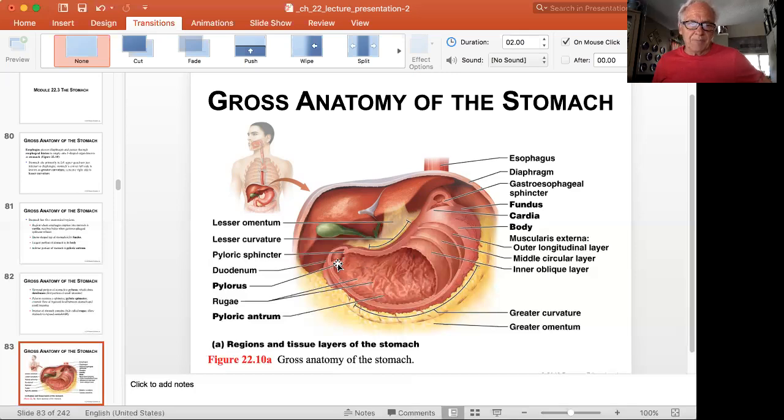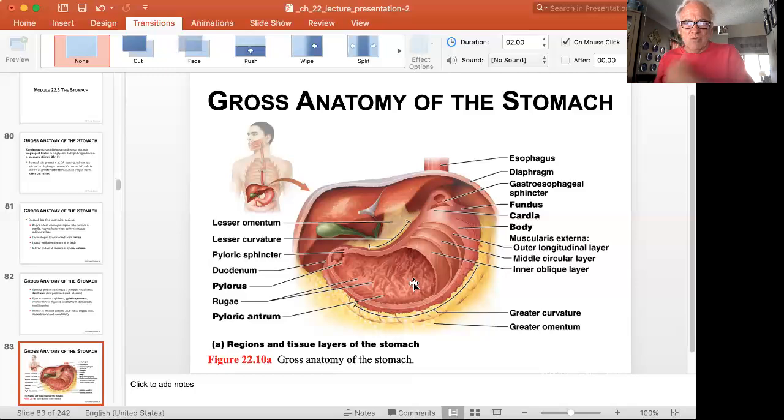to the duodenum. Now, if you notice here, remember we have the muscularis externa, the submucosa and the mucosa. The muscularis externa of the stomach has the outer longitudinal layer, a middle circular layer, and an inner oblique layer. So it actually has three different dimensions that allow it to churn the food up. Outer longitudinal, middle circular, and inner oblique.